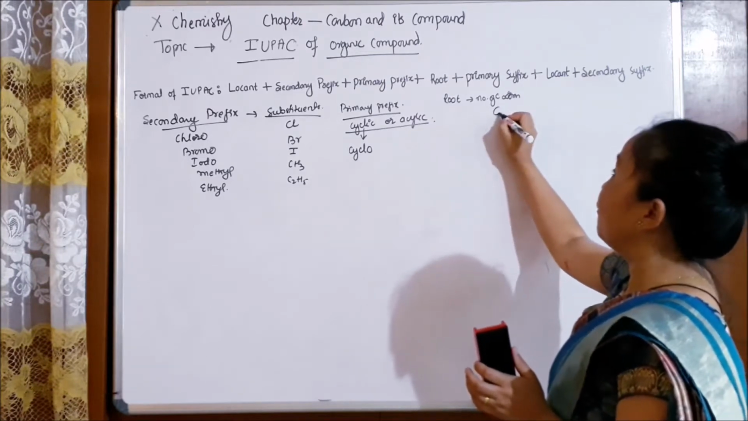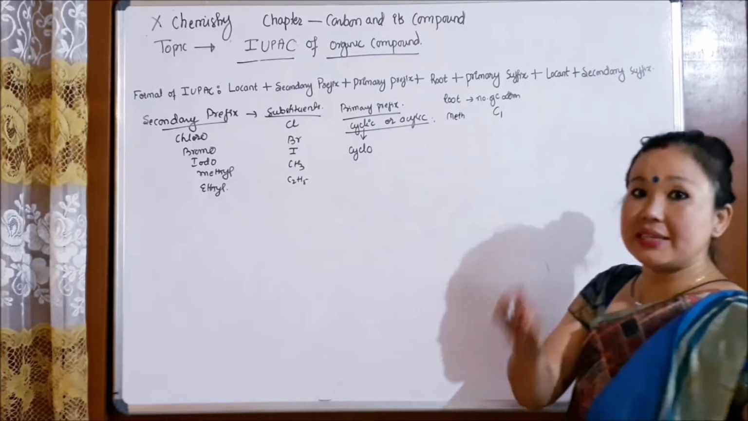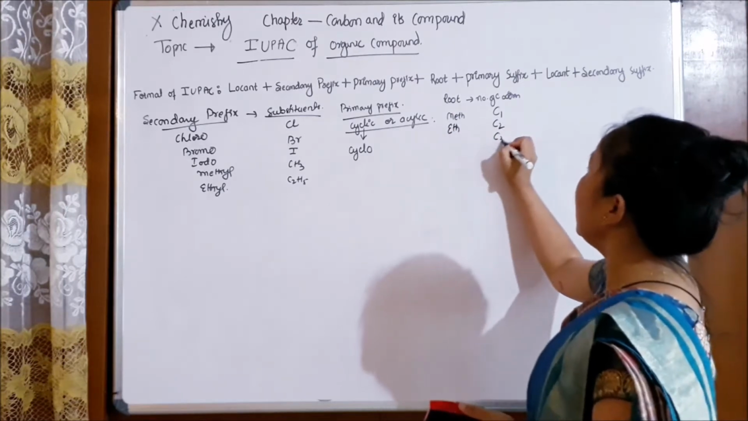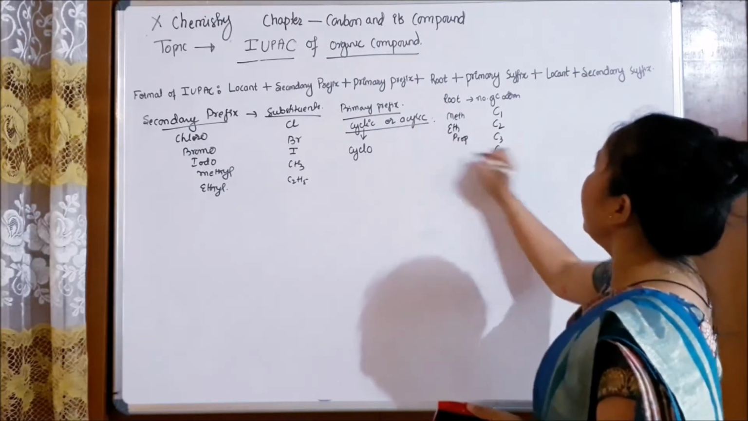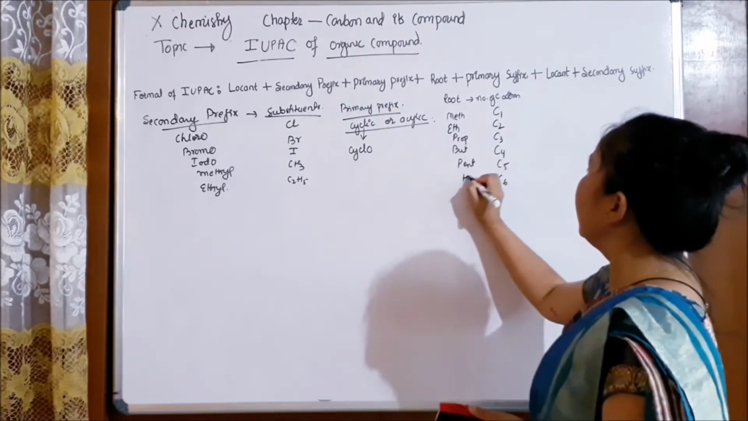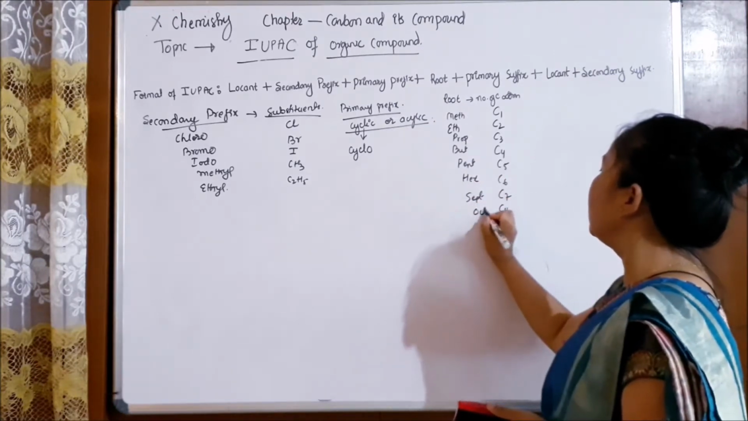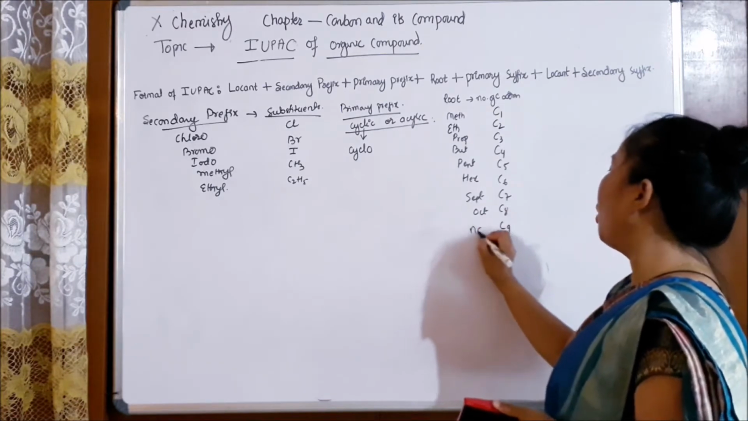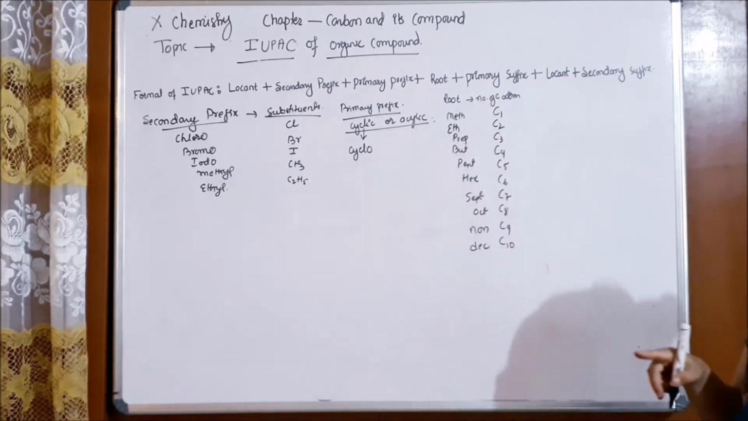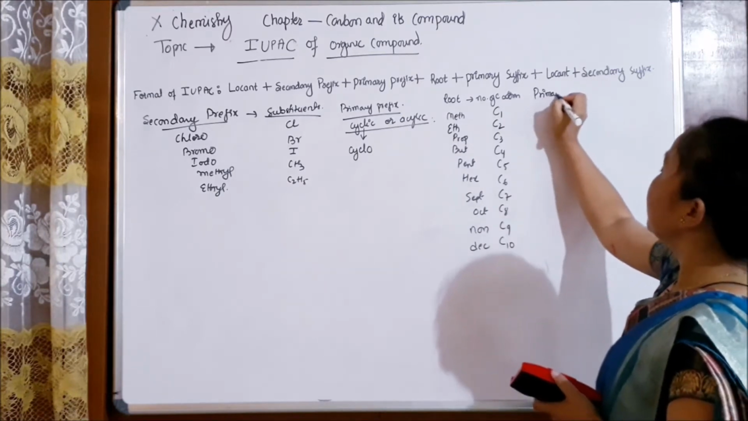If one carbon is present, we write it as meth, as we have already discussed in the previous video. If two carbons are there, then eth; 3, prop; 4, but; 5, pent; 6, hex; 7, hept; 8, oct; 9, non; and 10, dec. These are the roots for the number of carbon atoms. Then next is your primary suffix.